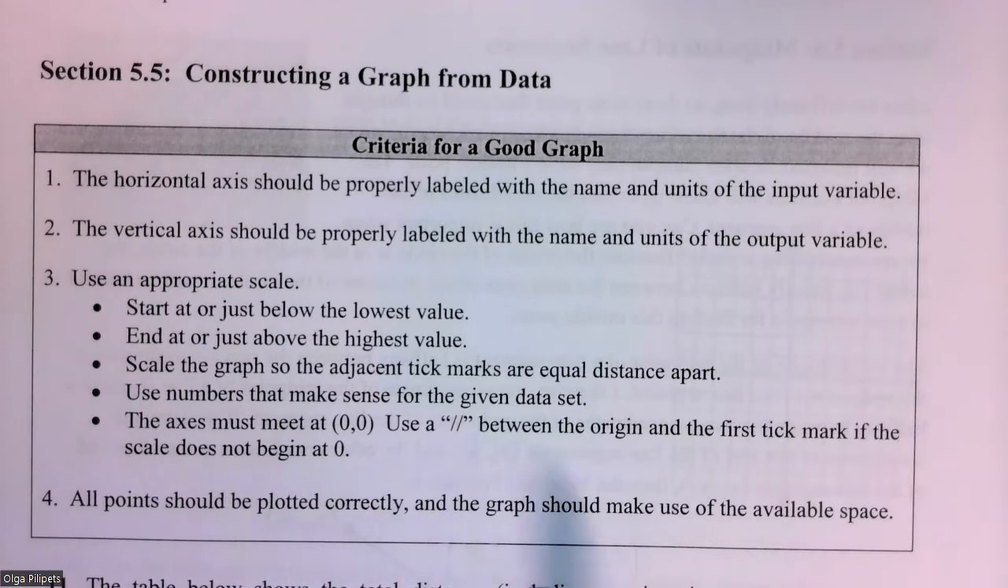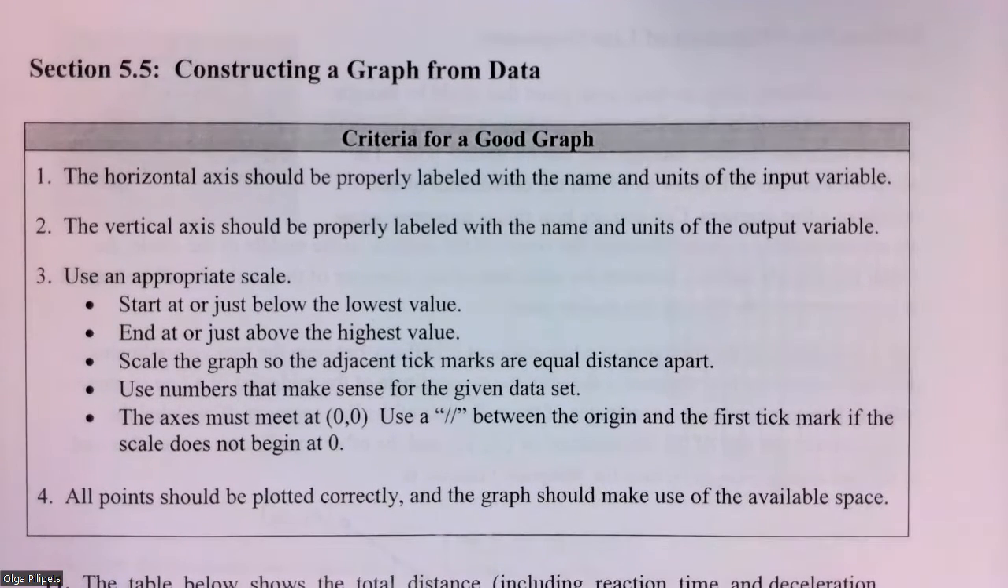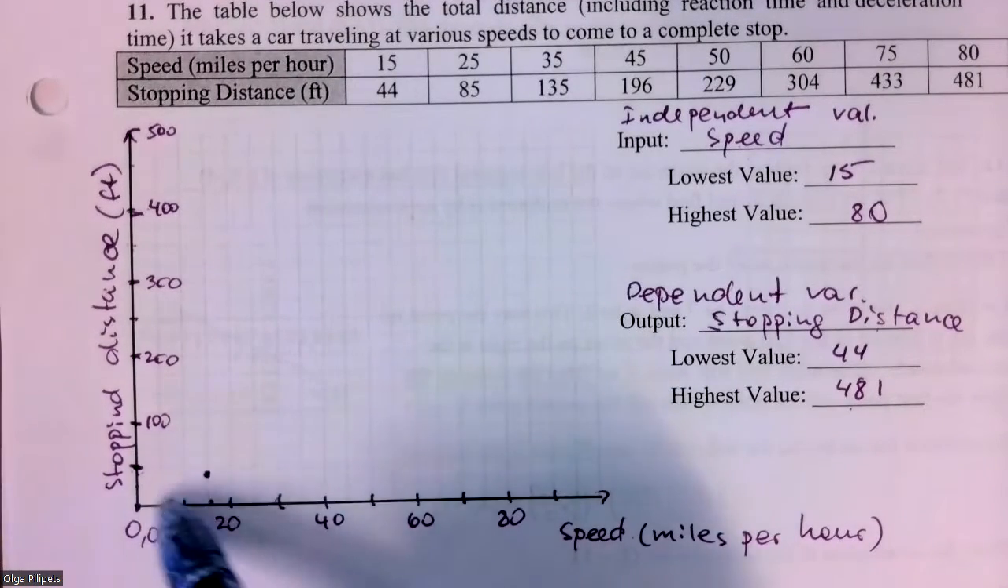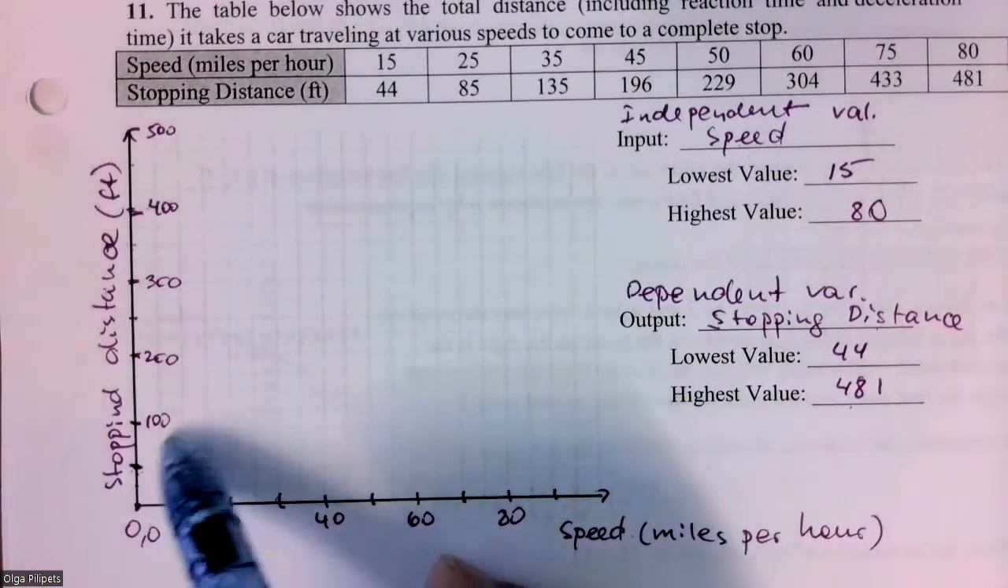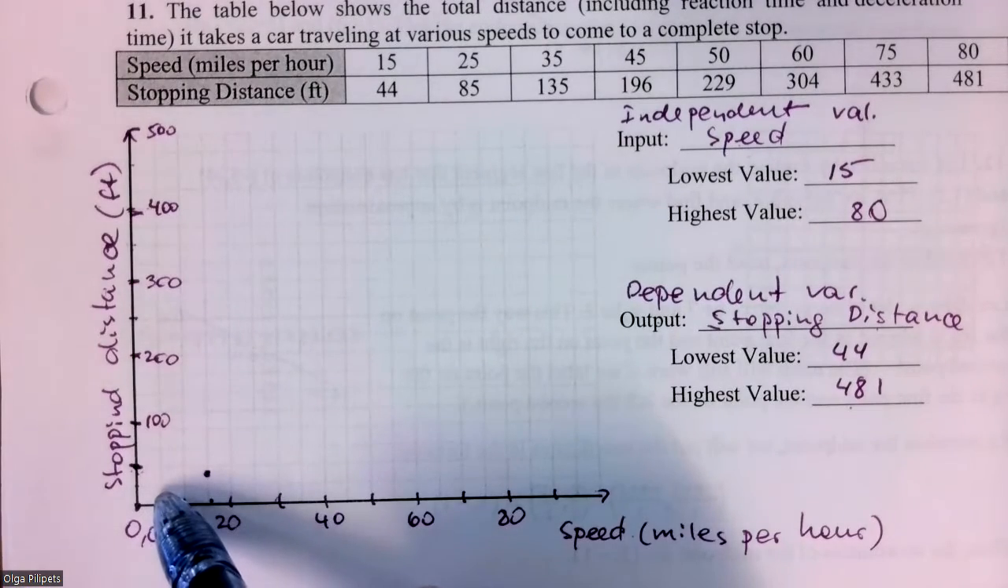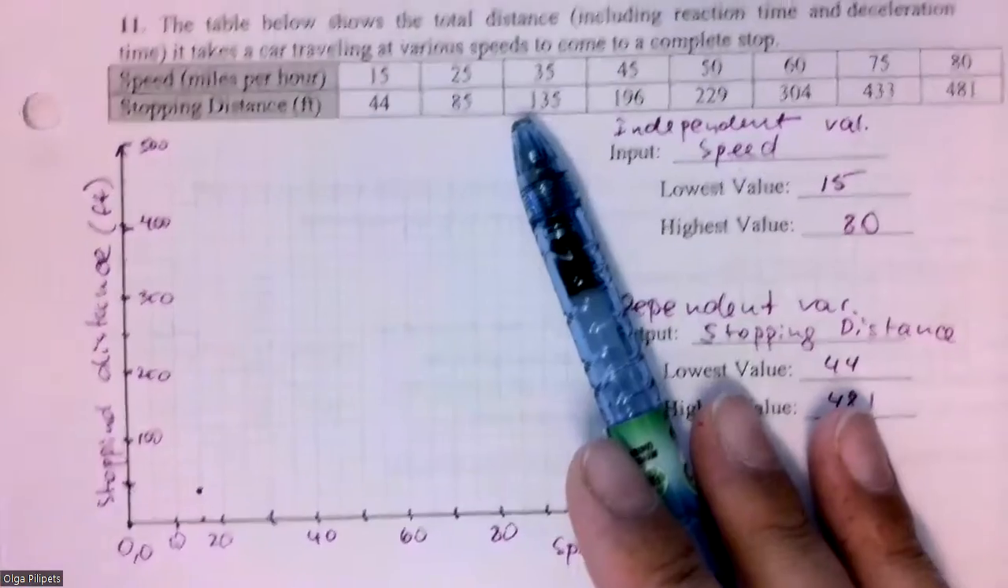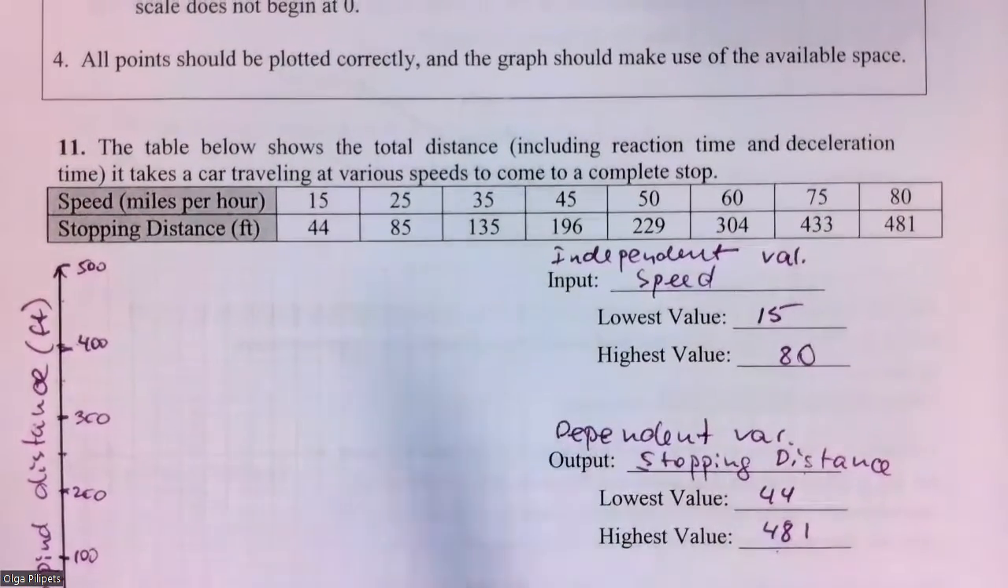All right. Number 4, all points should be plotted correctly and the graph should make use of the available space. In other words, if you have a coordinate system like we have right here, your graph should not be located all of it in this corner right here, because it would be incredibly hard to read. So we would make sure that we're using all the space available, so it's going to be nicer to read.